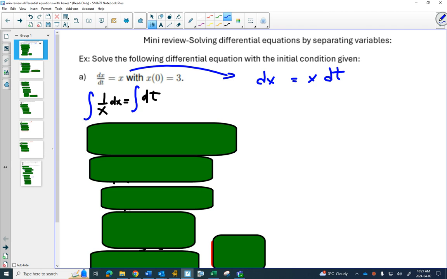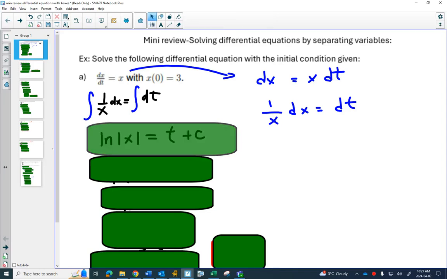I'd have to divide both sides by x to get my x on the side with the dx and my t, which there are none. In other words, it's just a constant 1 on the side of dt. I can now integrate both sides after doing that. Integrating this side with respect to x will give me the natural log of the absolute value of x. Integrating this side with respect to t, well, the integral of 1 is just t, and they would be both plus c.